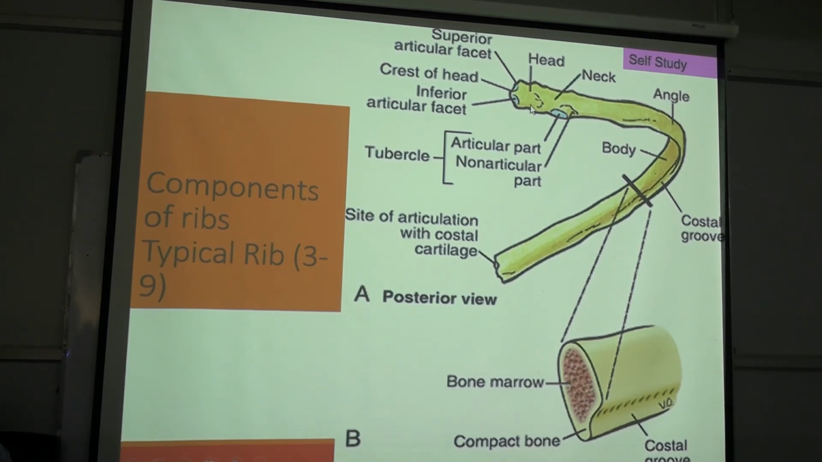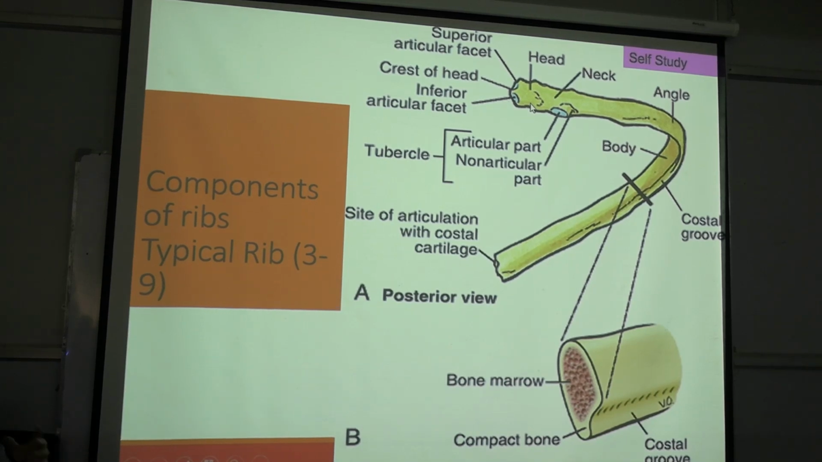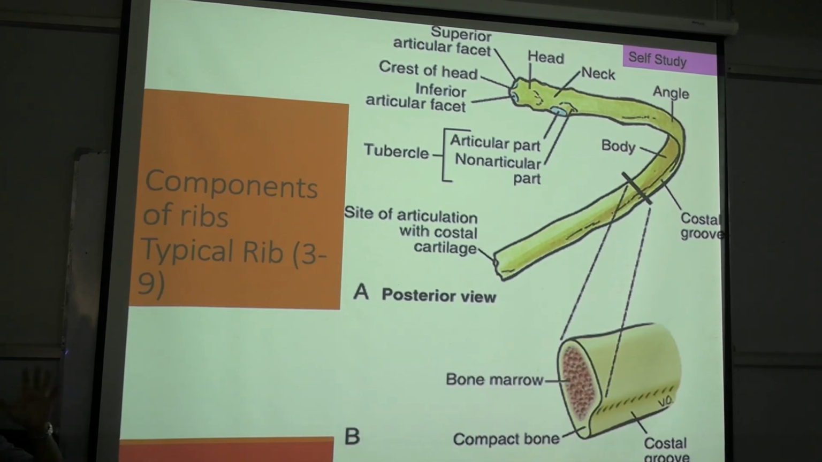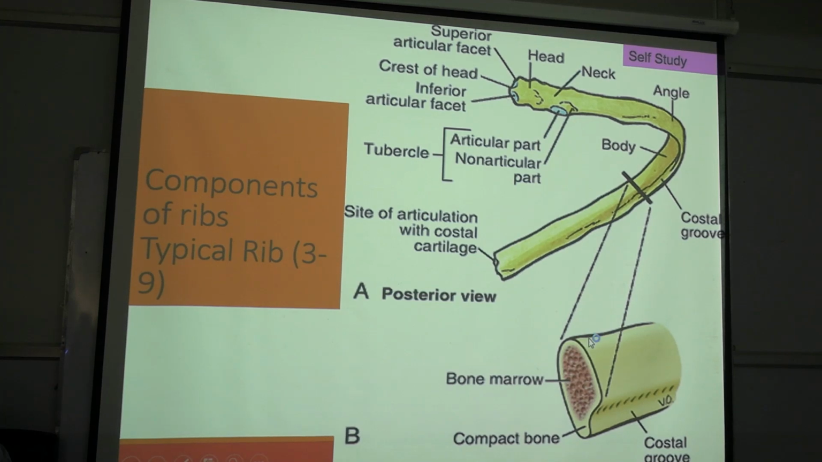Then the rib has an external surface, an internal surface, an upper border and a lower border. The upper and lower ones are easy to identify. The lower one has an undermined groove, which we call the intercostal groove or subcostal groove, the groove below the rib. This lower border is sharper compared to the upper border. If you see, this is cut over here, zoomed here.